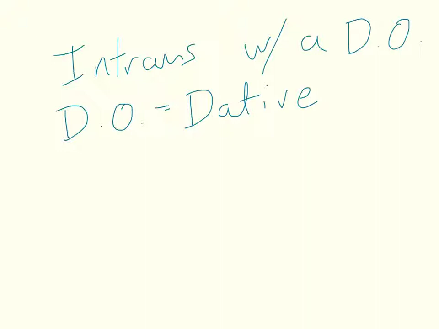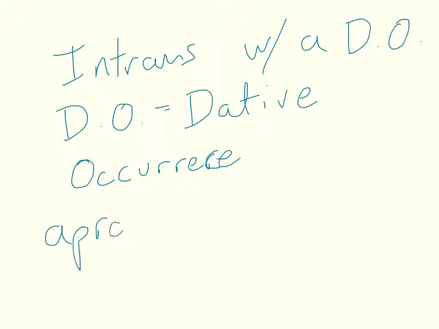There are no more than 24 of them, but we see 2 of them appearing here in chapter 24. One of them is going to be occurrere, and the other is going to be appropinquare. It's going to have 2 P's. So occurrere and appropinquare.